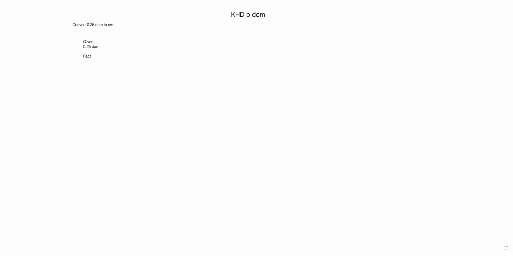So capital D is decameters, DAM for short, and then lowercase d is decimeters. That would be DM for short. Like I said, it's really easy to get confused between those two. So you want to make the distinction right away that capital D is decameters and lowercase d is decimeters. For our fact, we're going to use this mnemonic device to figure out how many decimeters, or I'm sorry, how many centimeters are in decameters.